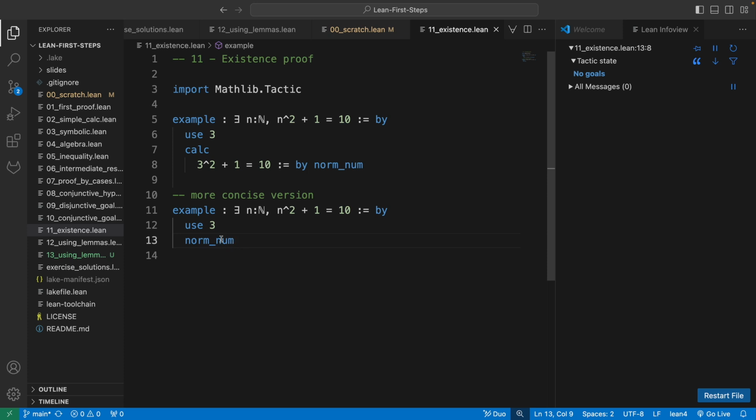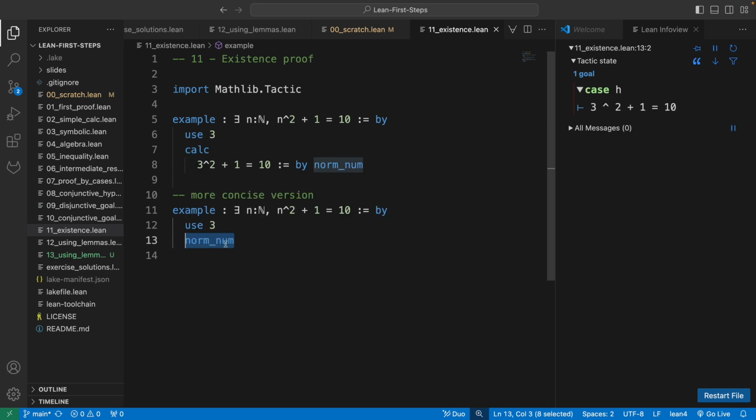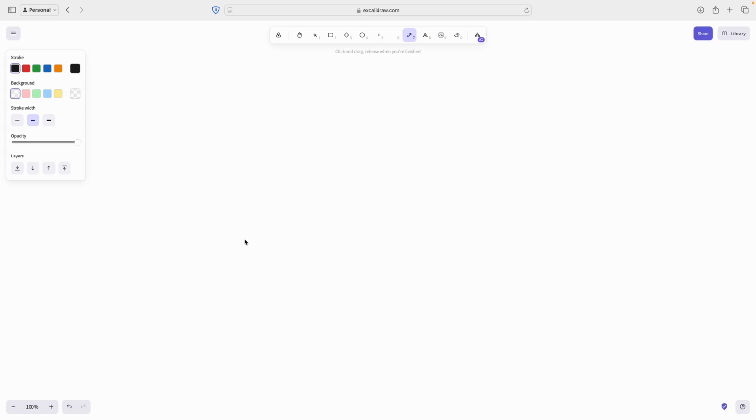But I think over time, very simple objectives like this, we'll be happy to say, yep, we can just use norm_num, and that resolves the objective, because it's simple enough and there's no confusion to be had. So that's a more concise version, and you can practice doing that in the exercise at the end. So let's just draw a picture, because we haven't done one today.